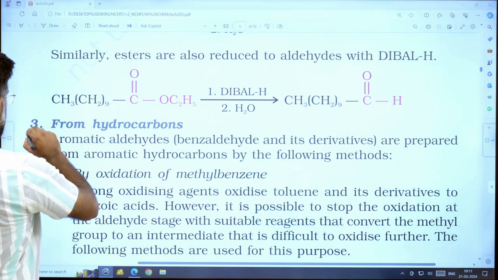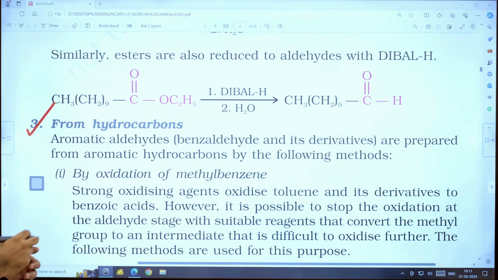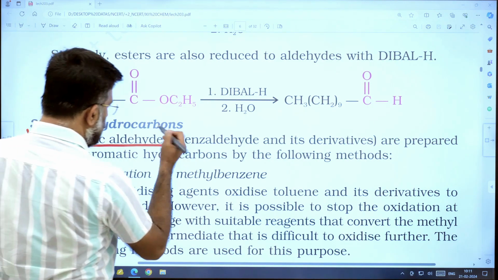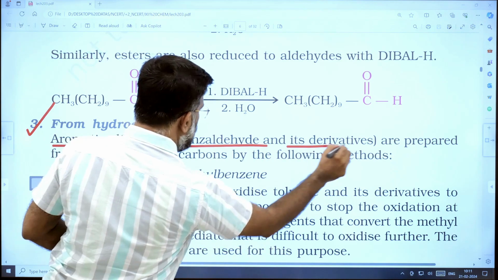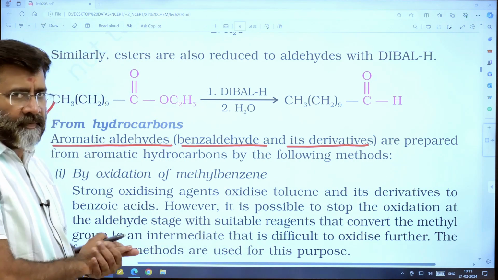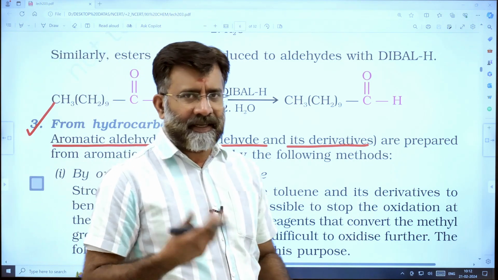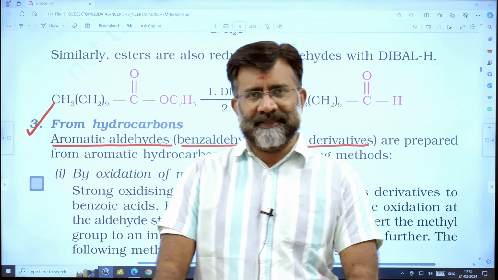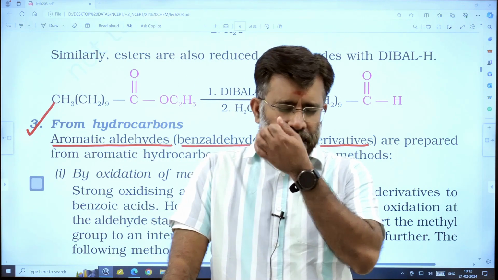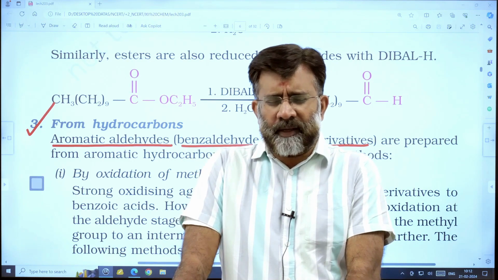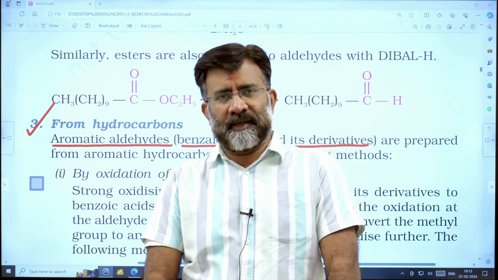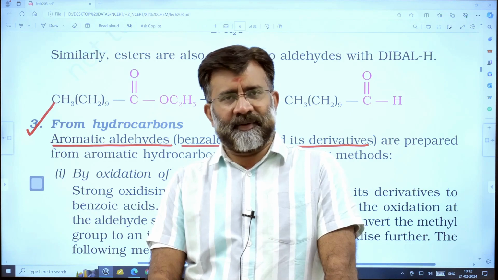Next is preparation from hydrocarbons, particularly aromatic aldehydes, benzaldehyde and derivatives, prepared from side chain oxidation. That is the next process. So how a compound like toluene can be oxidized to benzaldehyde, that is our discussion.